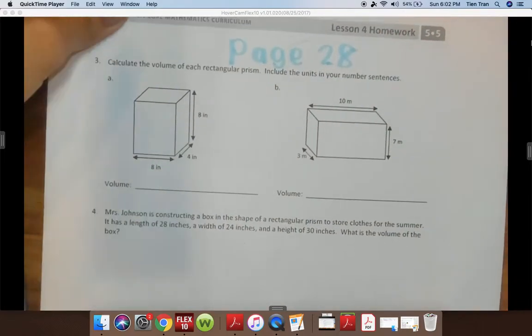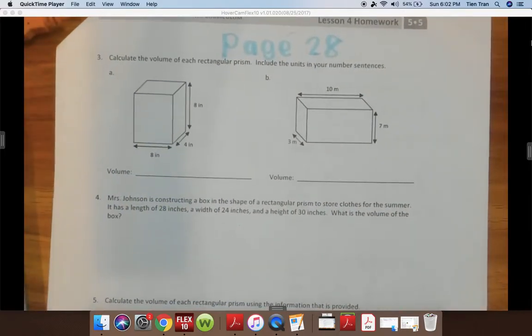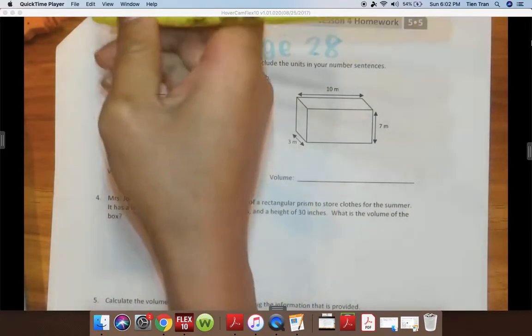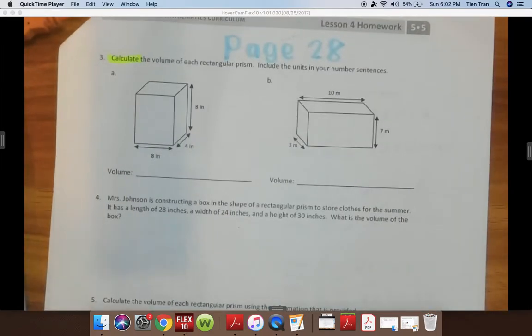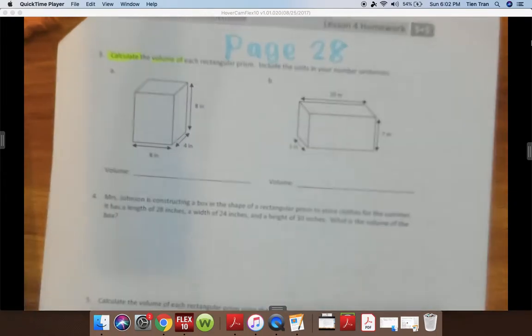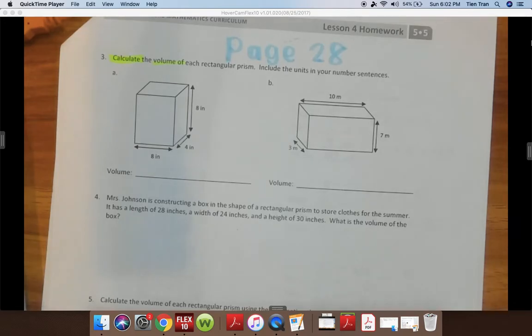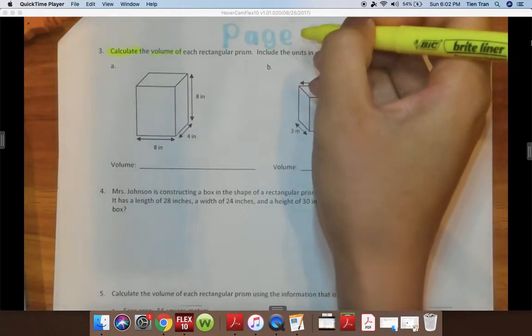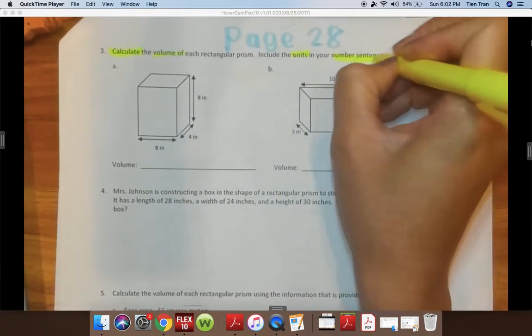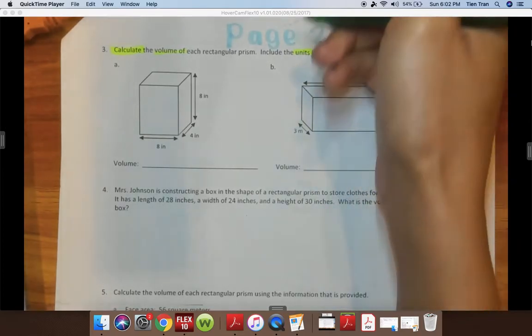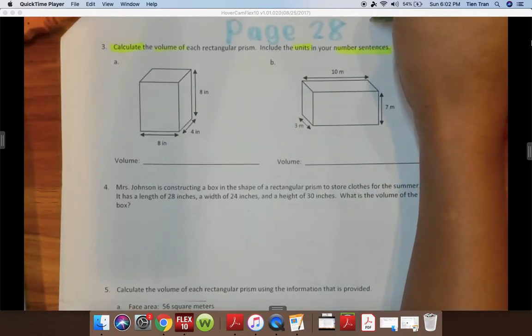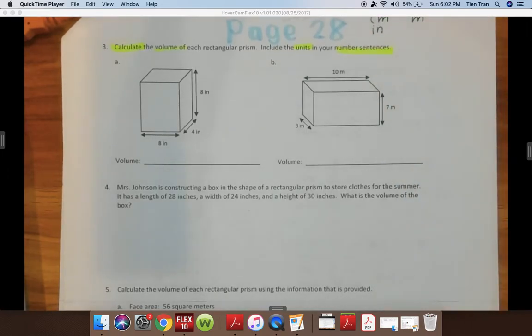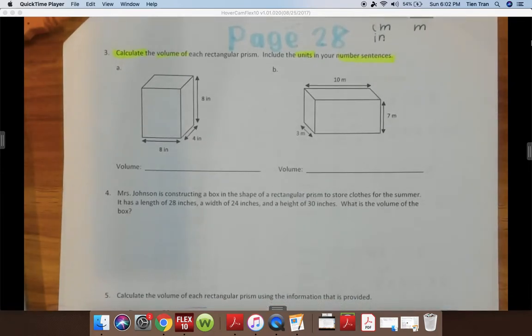We are now on page 28 right here. Number 3 states to calculate the volume, again volume, of each rectangular prism. Include the units in your number sentences. And as I said before, units tell me the measurements. So centimeters, inches, meters, liters, right? All of those are considered units. We've talked about it before.